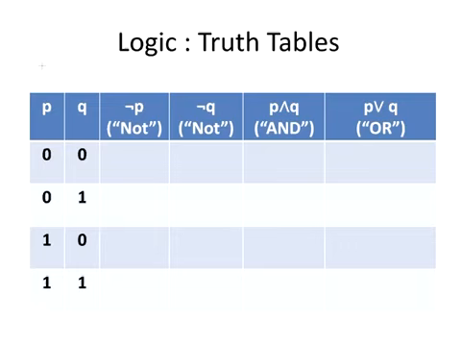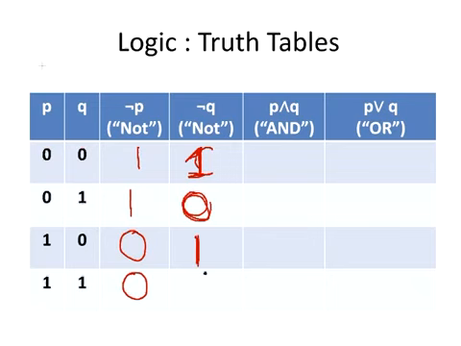So essentially, it's the negation of P, it's the opposite of P, so to speak. So if we get 0 here, that means we'll have 1 here. We have 0 here again, we'll have 1 here. We have 1 here, and the opposite of that is 0, and again 0. Not Q, well, we're just going to do the same thing with the second column. We have 1 here, 0 here, 1 here, and 0 here.